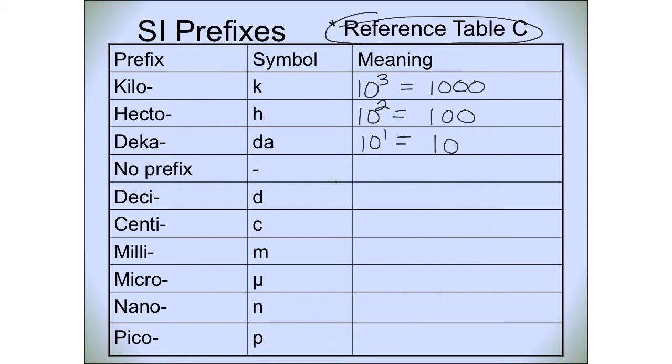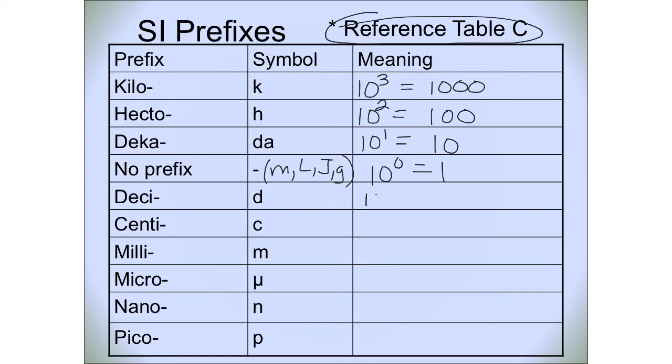So when we see no prefix, so just our base units, like meter, liters, joules, grams, and so on, that has a value of 10 to the 0 or 1. That will be important when we talk about our conversions in a minute.